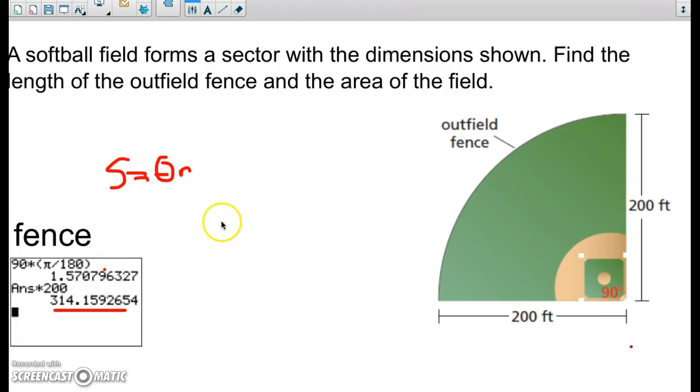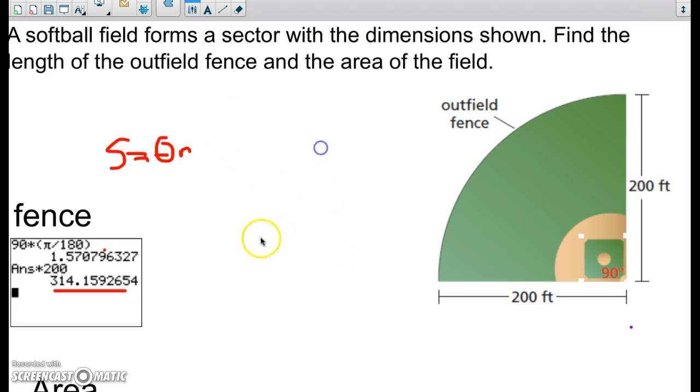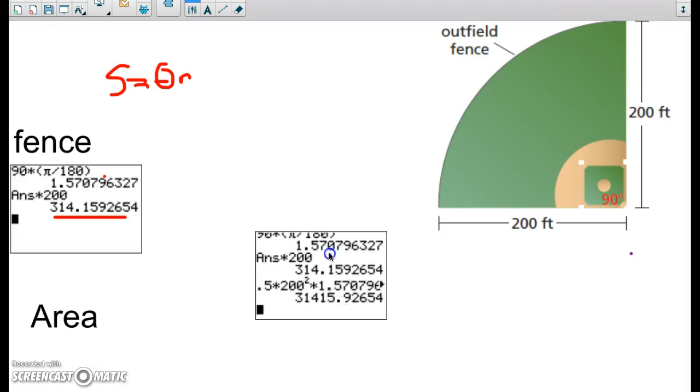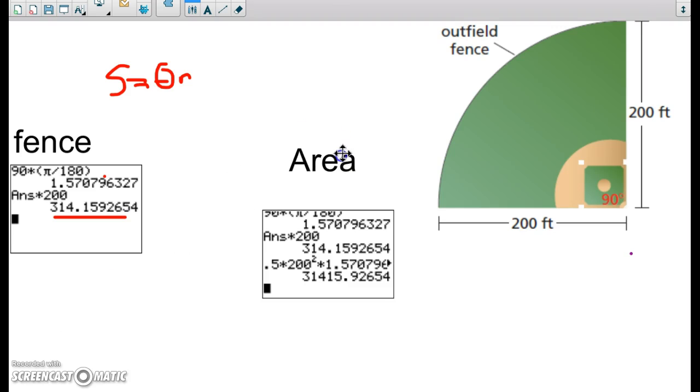Now if I want to find the area, again, that's my angle measure. So I'm going to use the formula. The area is 1/2 r squared times the angle measure. So there's my 1/2 r squared times the angle measure, and it comes out to be 31,415.93 square feet.